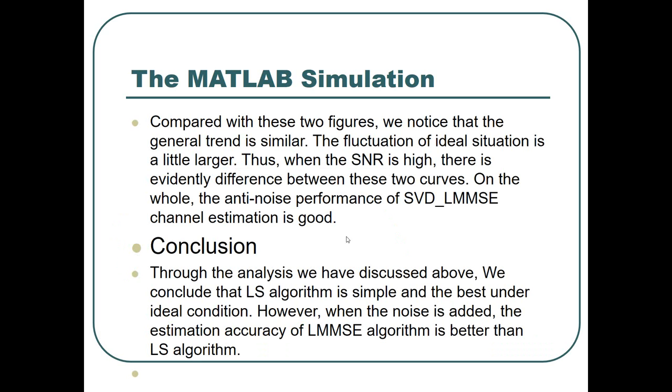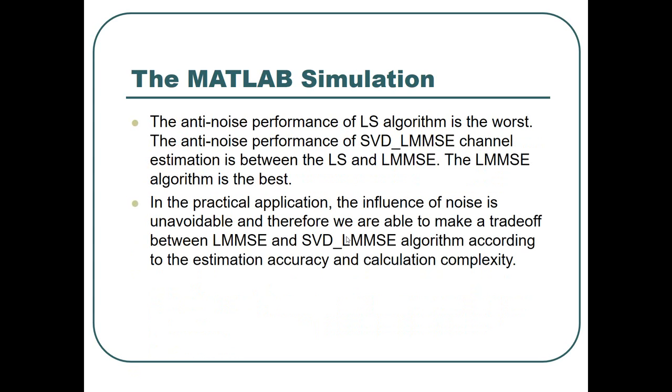Then I will draw a conclusion. Through the analysis we have discussed above, we conclude that the LS channel estimation is simple and the best under the ideal condition. However, when noise is added, the estimation accuracy of the RMMSE algorithm is better than the LS algorithm. The anti-noise performance of the LS algorithm is the worst, the anti-noise performance of SVT channel estimation is between LS and RMMSE, and the RMMSE algorithm is the best.